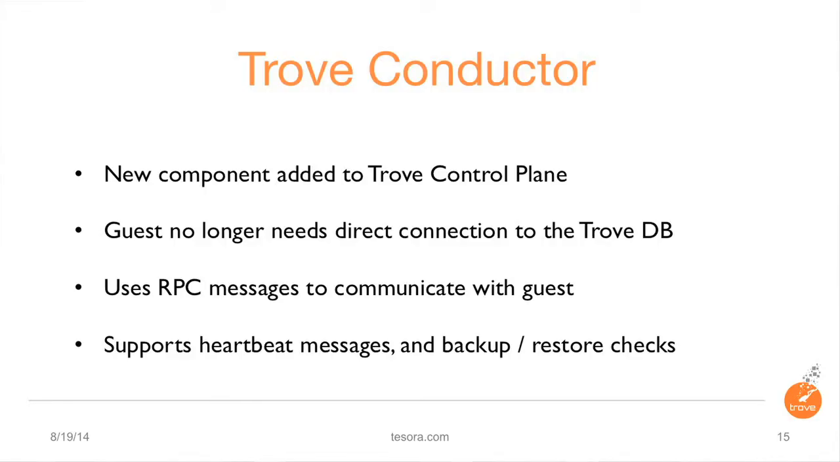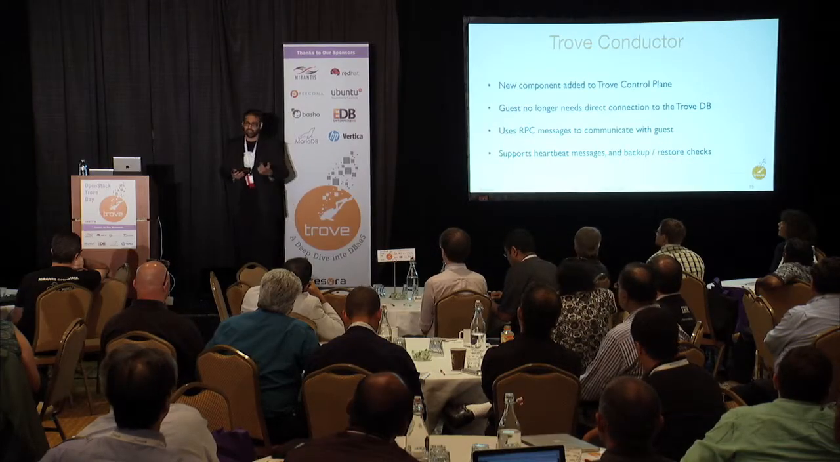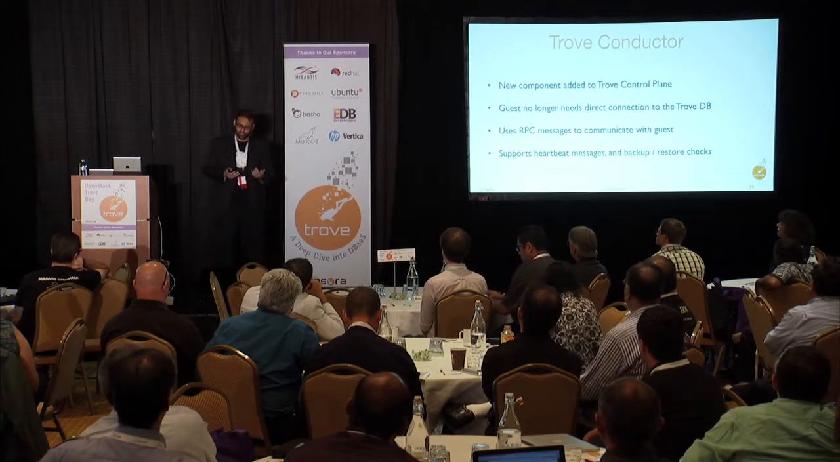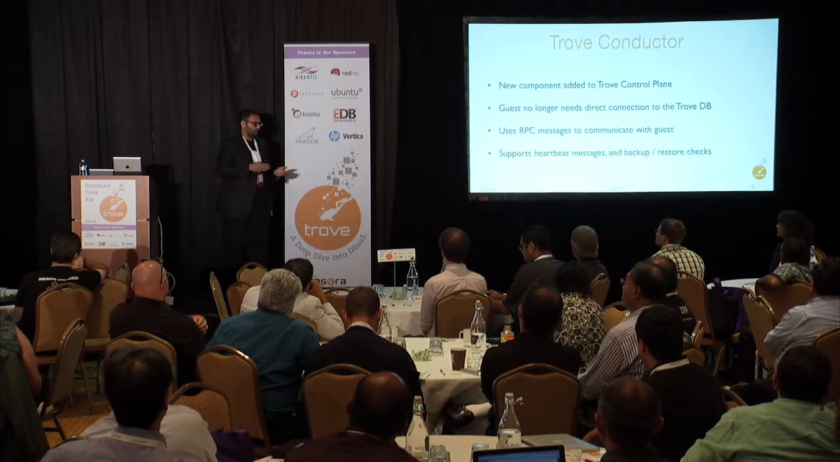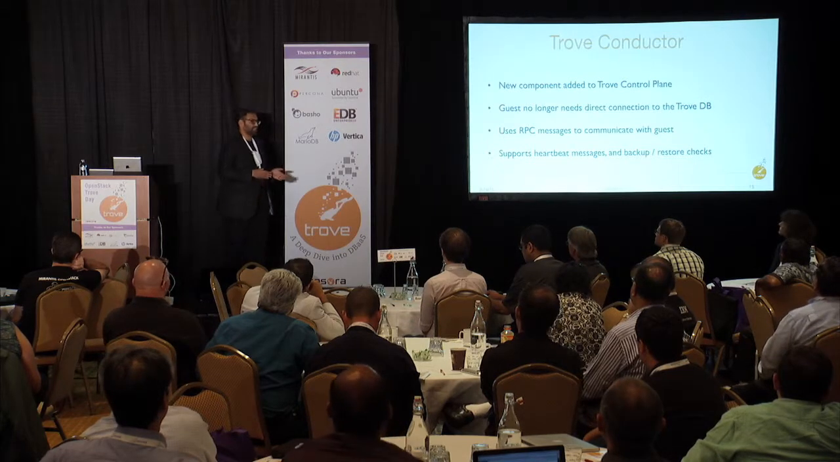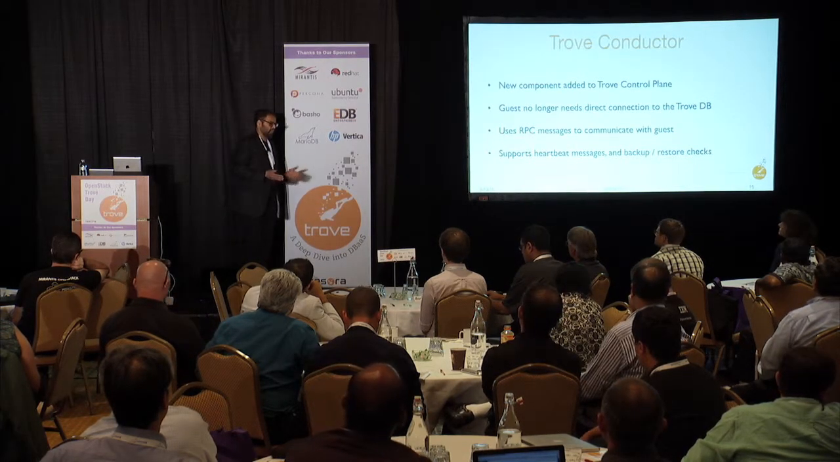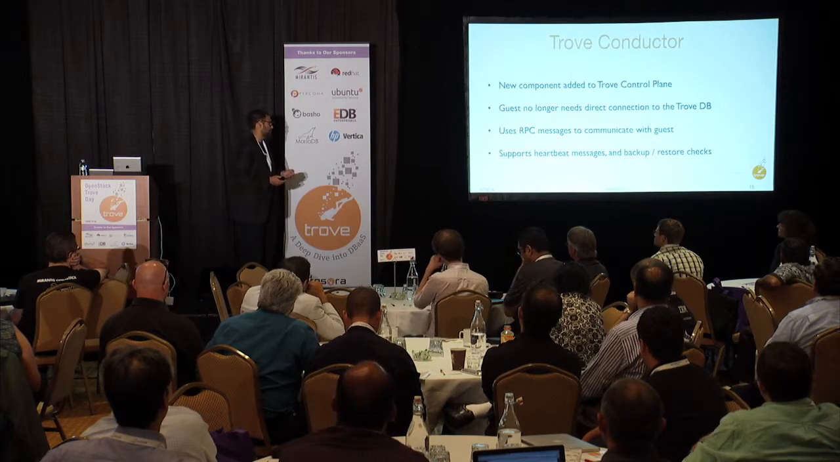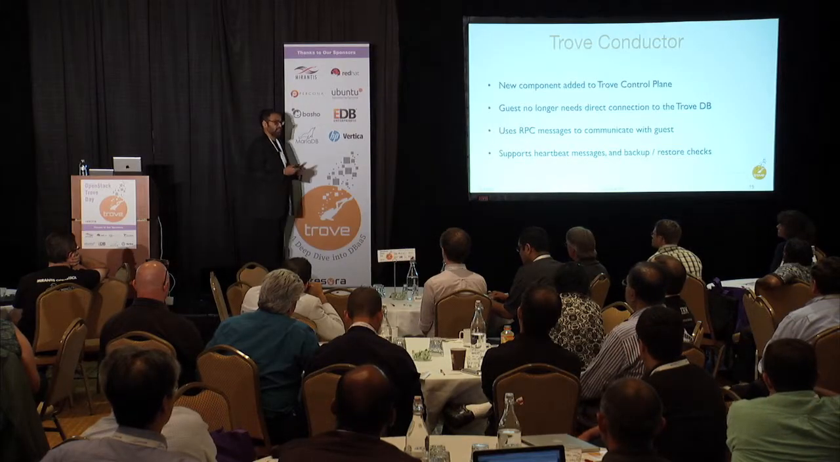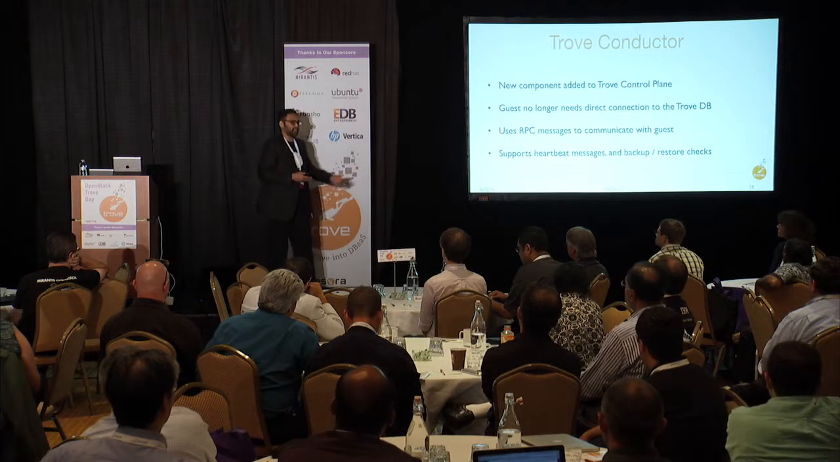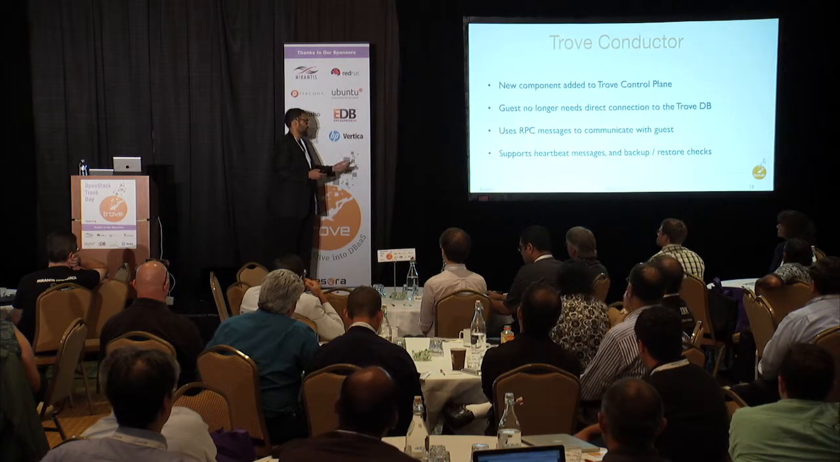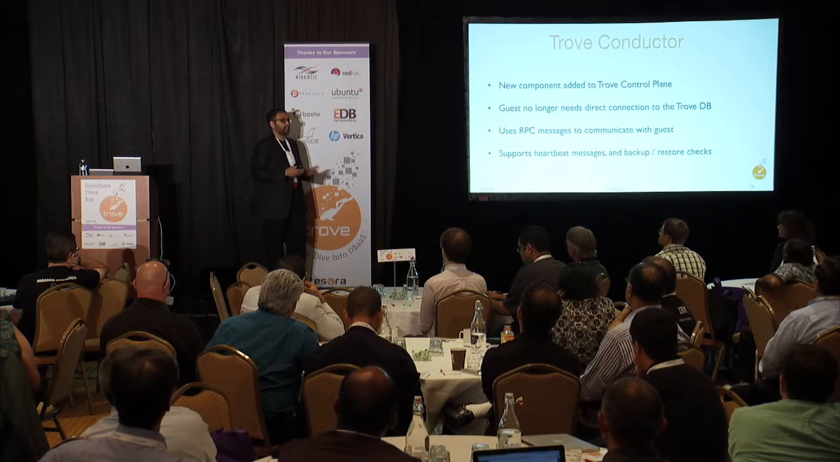We also added a new component called the Trove conductor. Historically, the Trove guest agent has had access to the Trove database directly. And Icehouse onward, the guest no longer needs this direct connection to the Trove database, the Trove service database. This was a security issue since every guest agent needed access to the Trove database. So now, basically, the guest agent sends an RPC message over the message bus to the Trove conductor, and the Trove conductor handles connecting to the database and updating shared state.